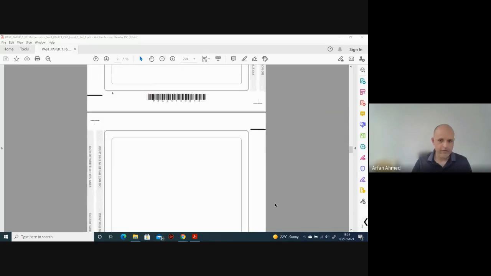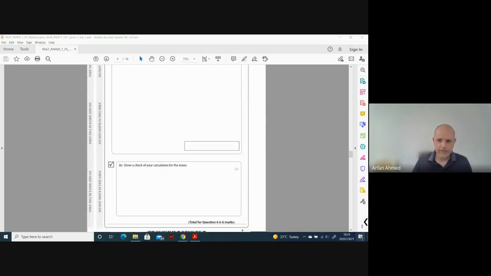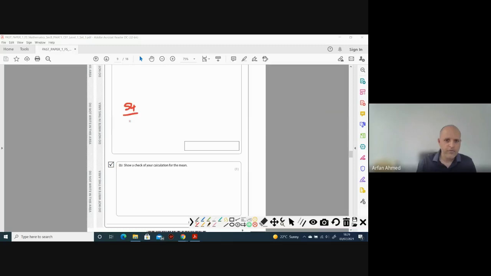54 divided by 5. Let me rewrite it here in part A. So this was our last bit of working out. We did 54 divided by 5 to get 10.8, or you might have rounded it to 11 bags. That was the last bit we did.